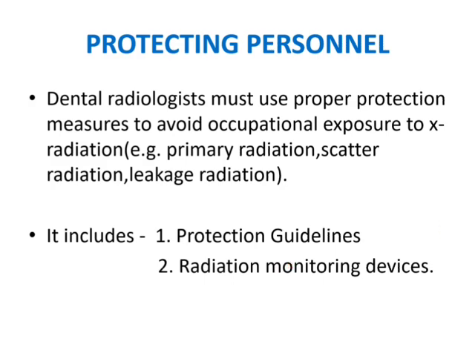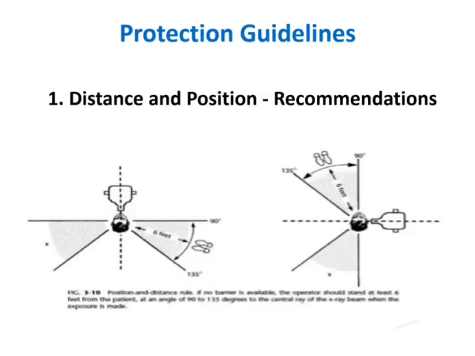The protection guidelines, the first one is the position-distance rule. The position-distance rule is followed if there is no barrier available, and the operator has to stand at least 6 feet from the patient at an angle of 90 to 135 degrees to the central ray of the X-ray beam when the patient is given the exposure.